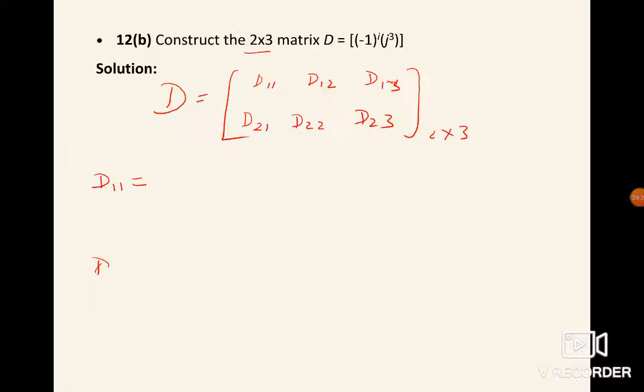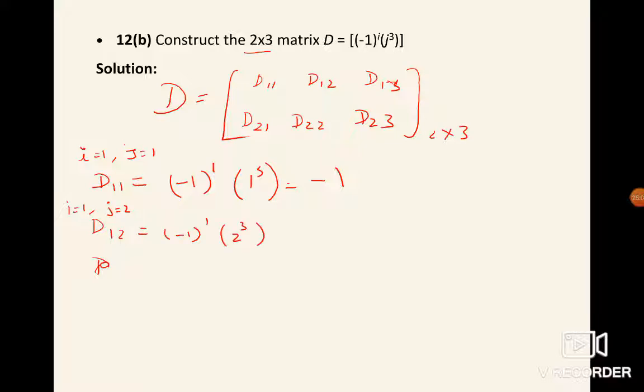So what is D11? Negative 1 to the power I, where I is 1, J is 1, isn't it? Negative 1 to the power 1 and 1 cube. 1 cube is 1, so it is negative 1. The first answer is negative 1. What is D12? I will find the first row and leave the second row for your practice, isn't it? D12: here I is 1, J is 2, so negative 1 to the power 1, 2 cube, which is negative 8. D13: negative 1 to the power 1, 3 cube is 27, so it is negative 27.